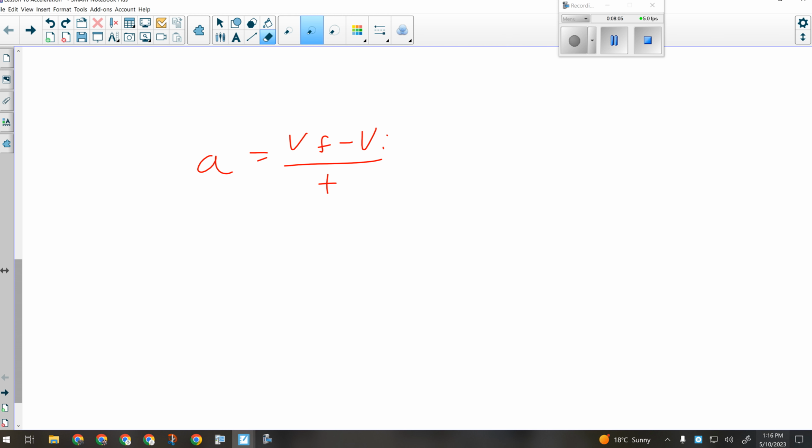Okay, so here's why I want to show you that this makes sense logically. T times a equals the change in velocity, how much my velocity changes by. So if I add VI over to this side, I'm saying take my initial velocity, add the change, and I should get the final. That should make sense logically. Everyone okay with that logic?